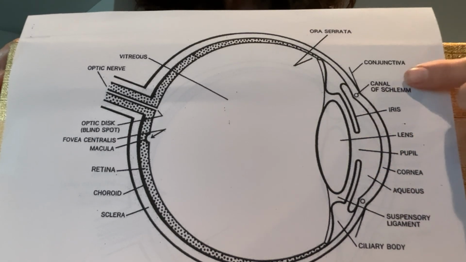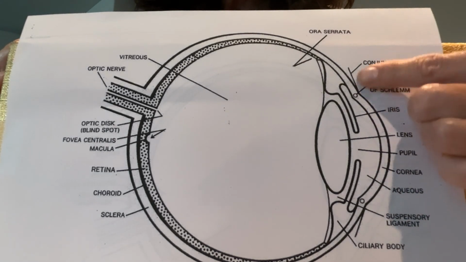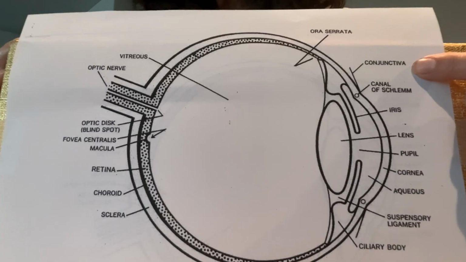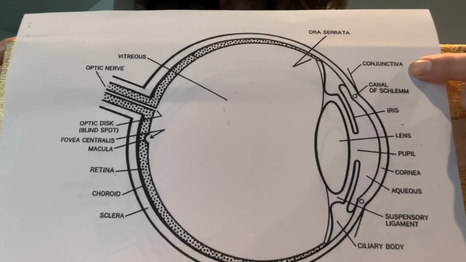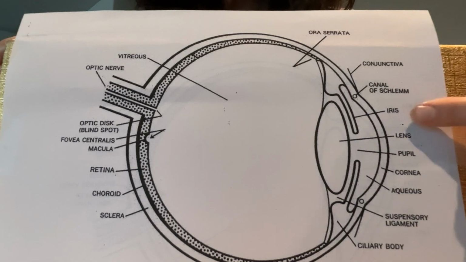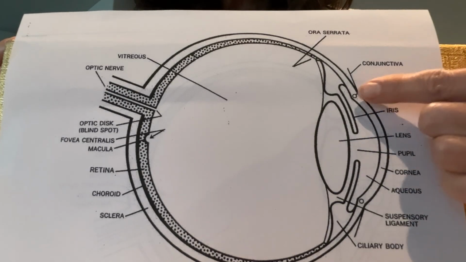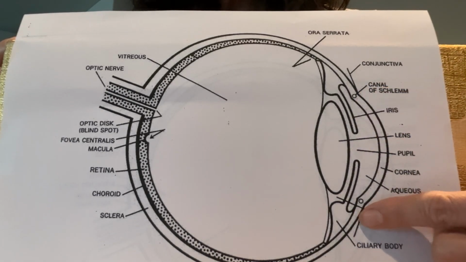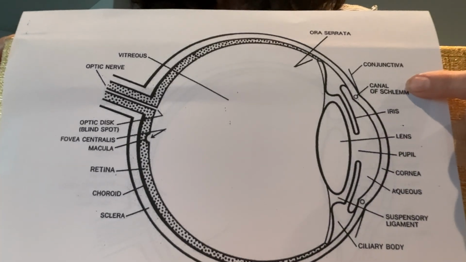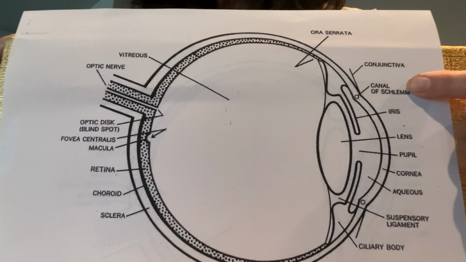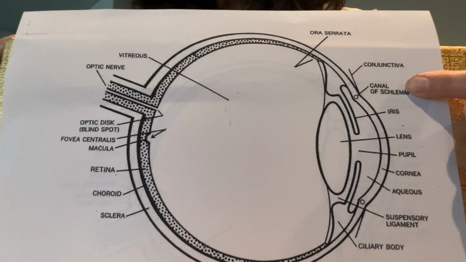Next, we have the conjunctiva, located here. The conjunctiva is a clear membrane that covers the sclera and also lines the inner portion of the eyelids. Next, we have the canal of Schlemm, here, here. This is a collection canal that delivers the aqueous to the venous system of the body.